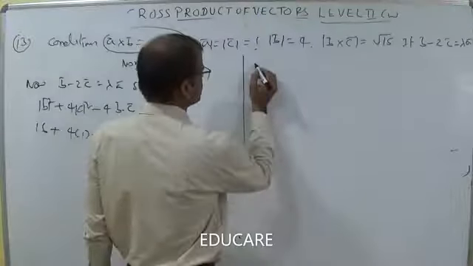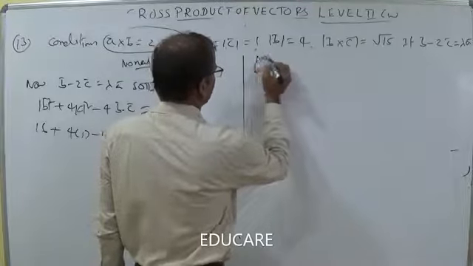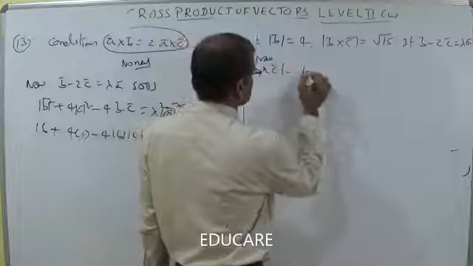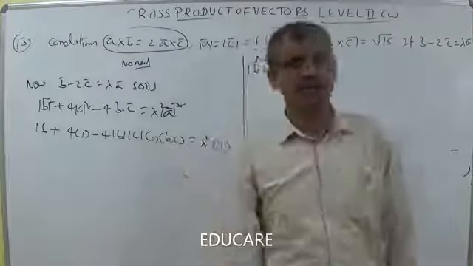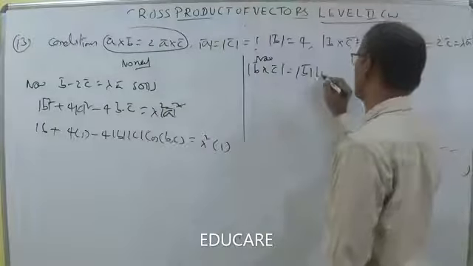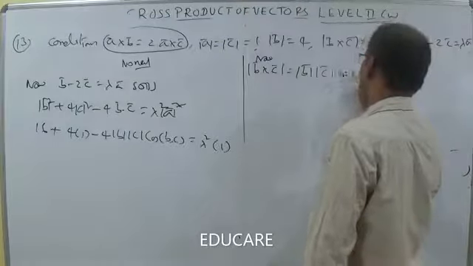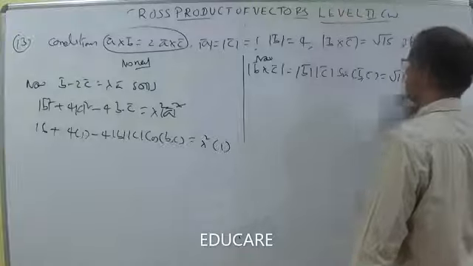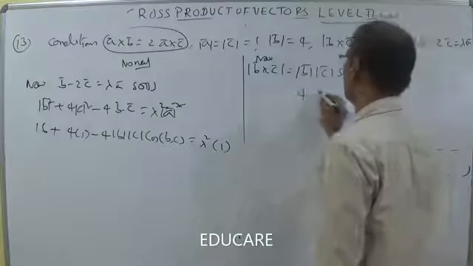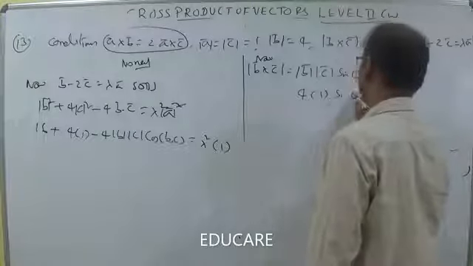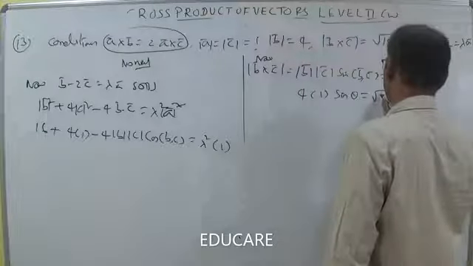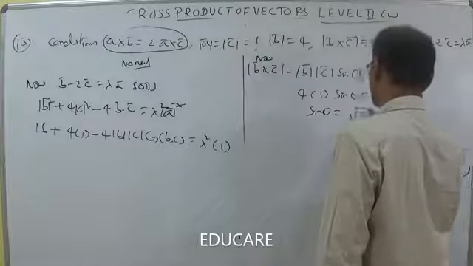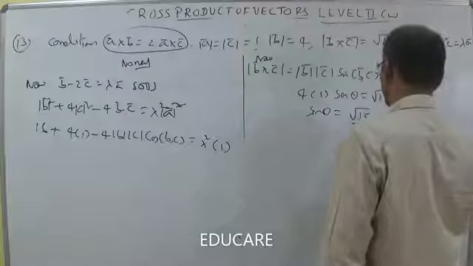Now using this one, now consider I am writing b cross c. Modulus of b cross c you can write as mod b into mod c into sine of b comma c, which is equal to root 15. What is the value of mod b? 4 into 1 into sine theta. You write here sine theta is equal to root 15, then sine theta is equal to root 15 by 4.